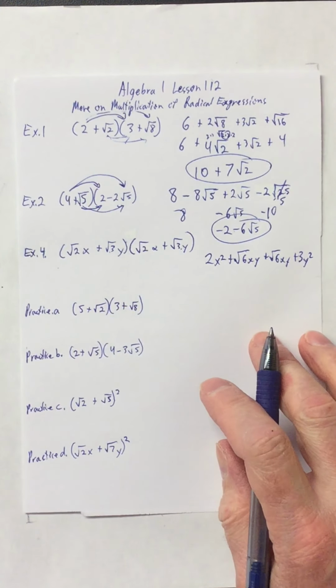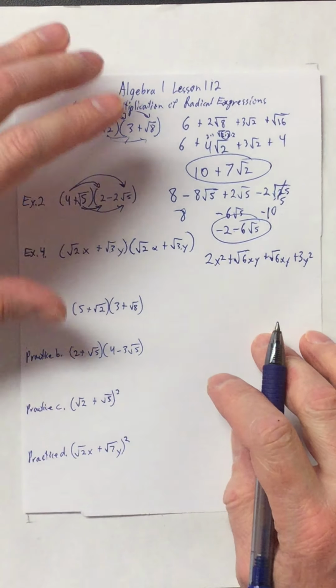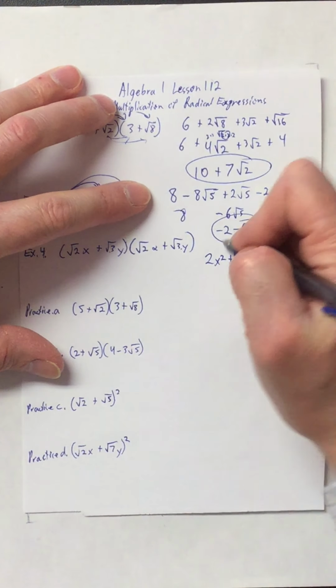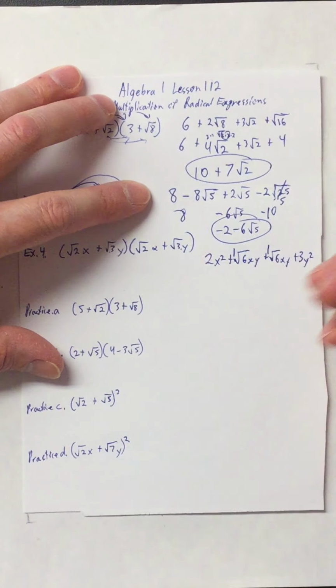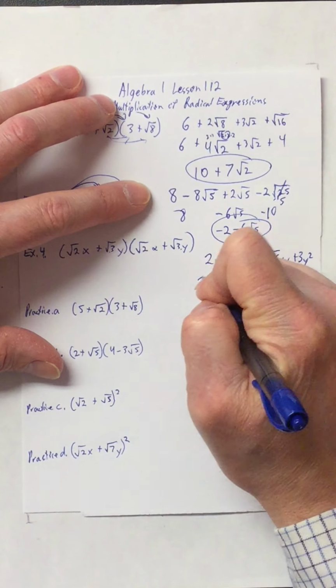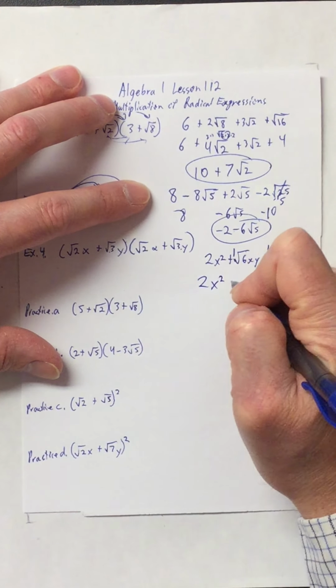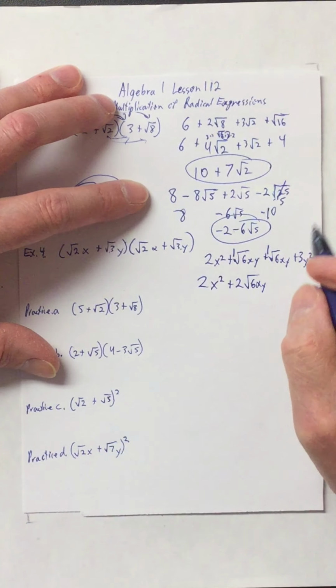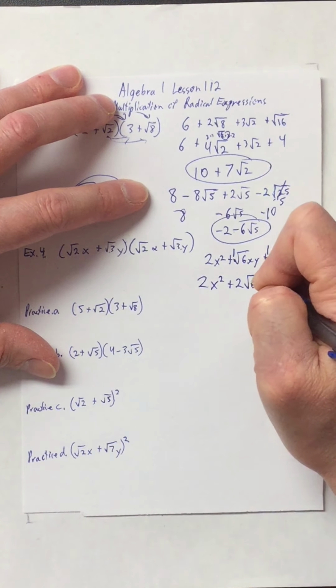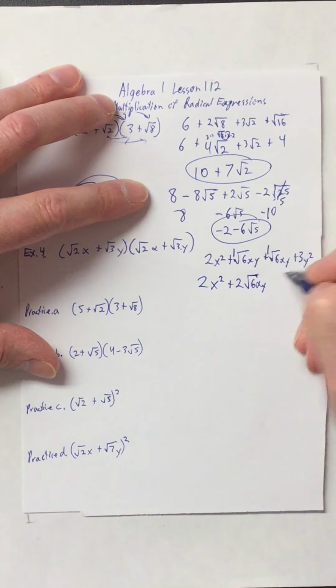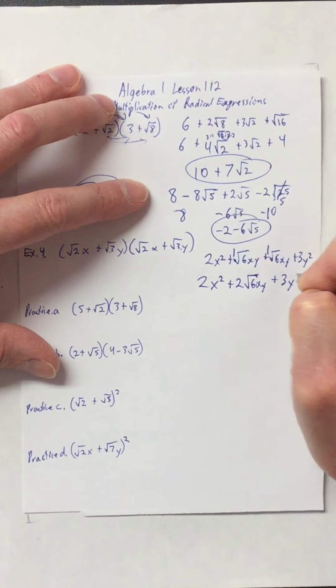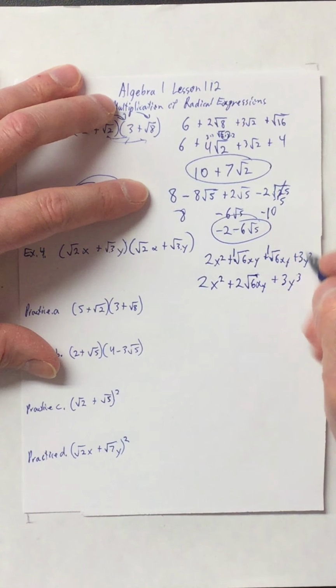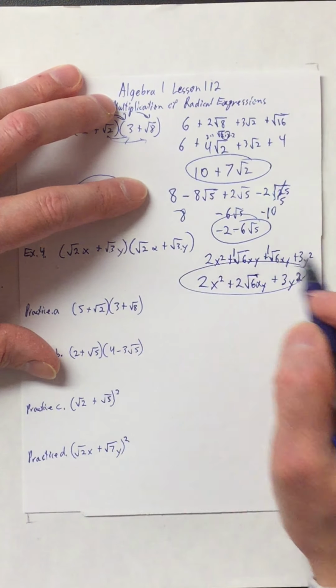All right, as we get to that point, then we're going to ask ourselves if there's anything that can be combined. There's an understood 1 here and an understood 1 there, so we can combine those. We get an answer of 2x squared plus 2 square root of 6xy. Be careful here, the square root is only over the 6, it's not over the x and the y. And then last part, 3y squared. And that is our answer.